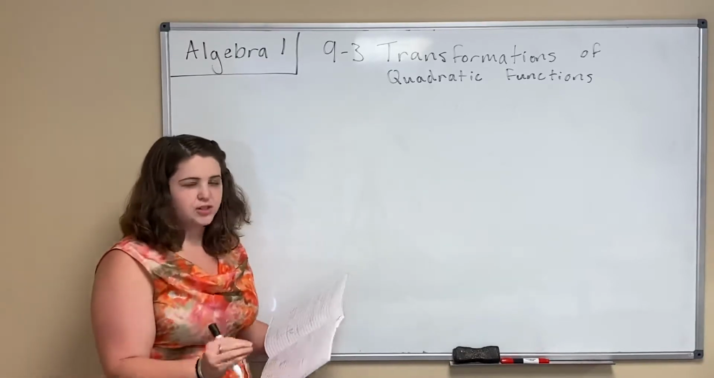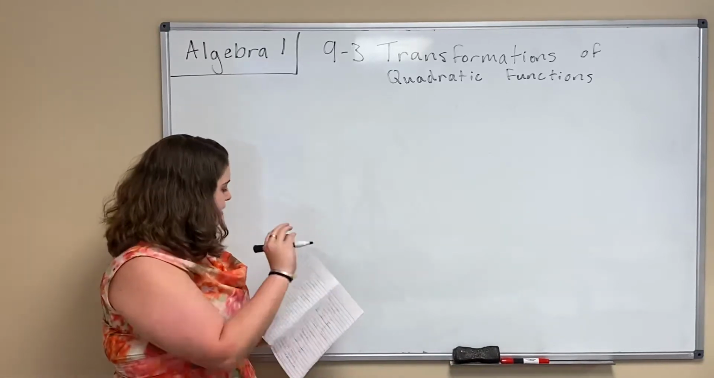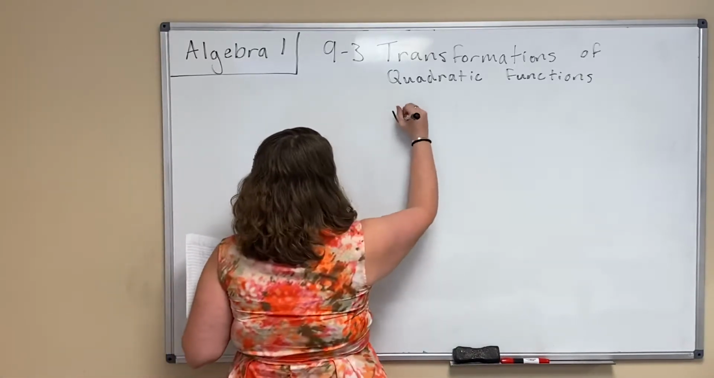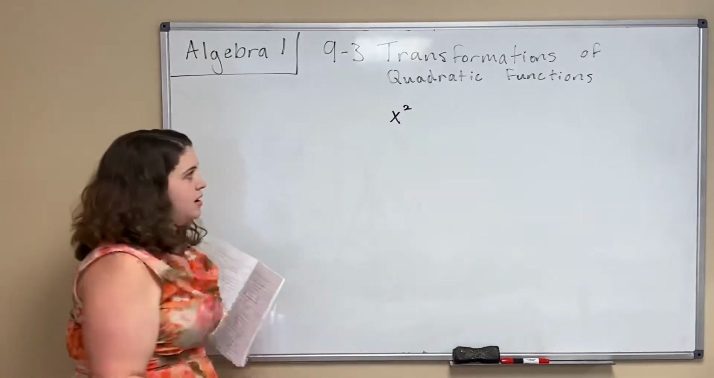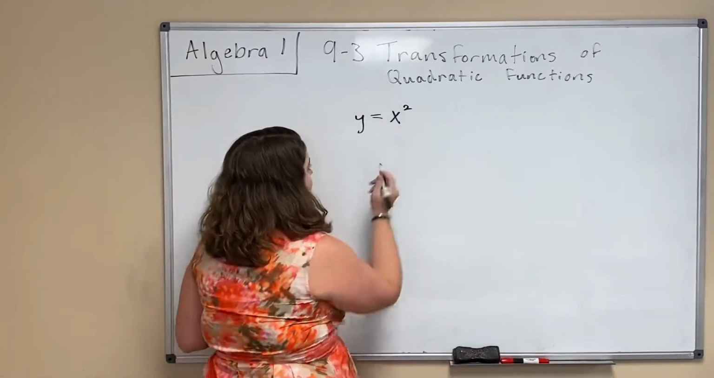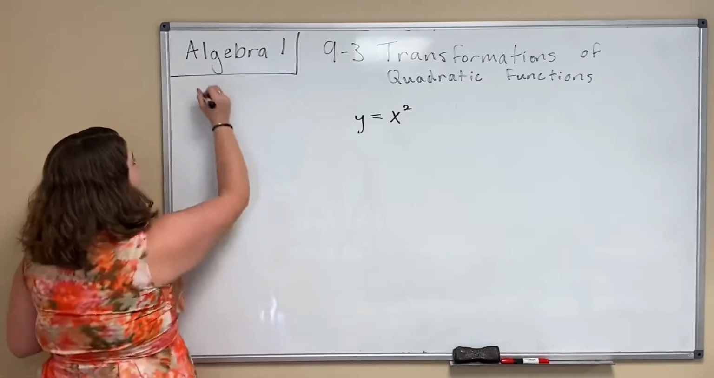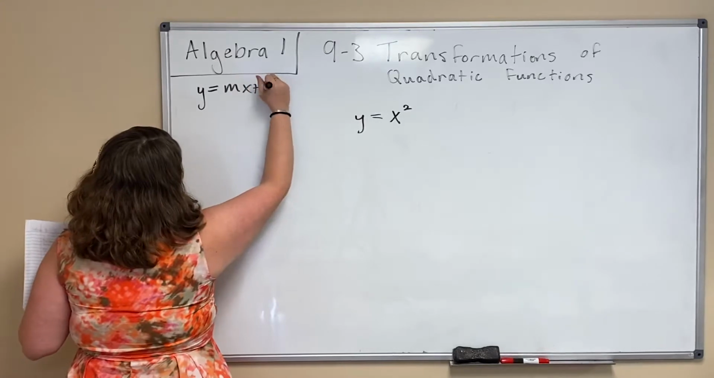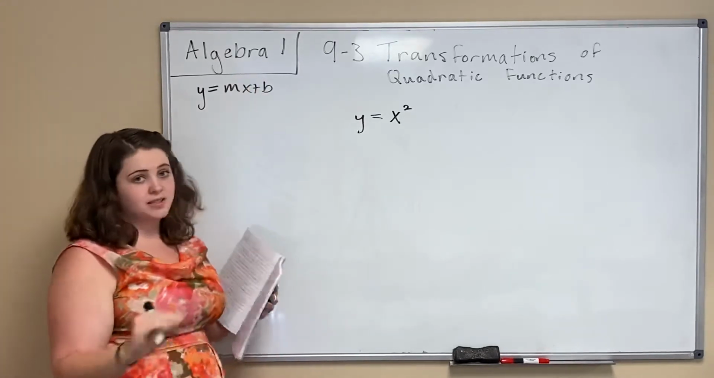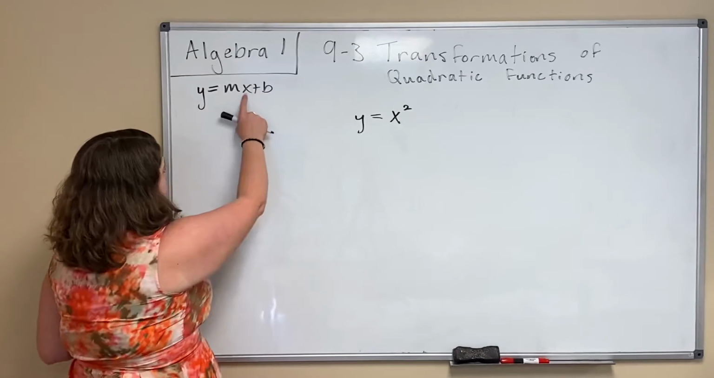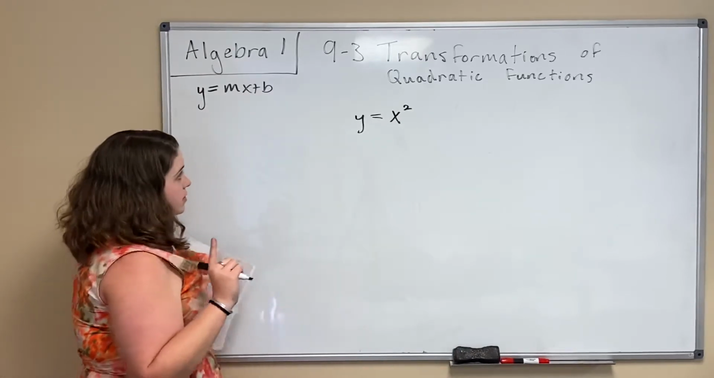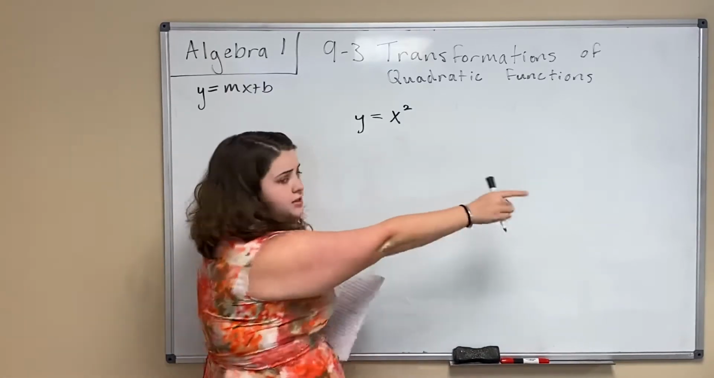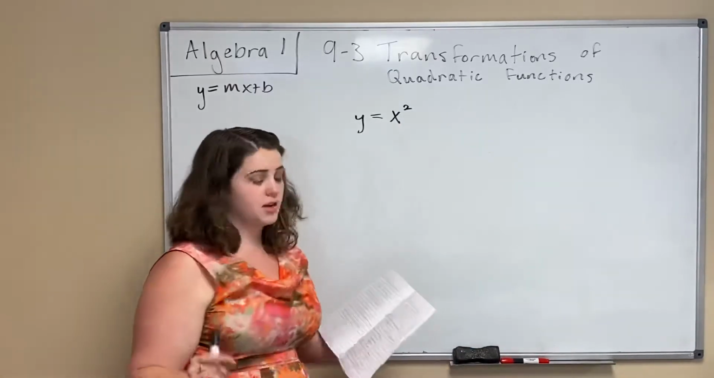Now the base function of a quadratic, like the root of a quadratic function, is this x squared. That's what sets it apart and makes it different from a linear equation. If you remember, linear equations look like this: y equals mx plus b. The highest exponent, the highest power, was 1. So what sets a quadratic function apart is that it has that x squared. It can have other things added to it, but the x squared is what makes it a quadratic function.